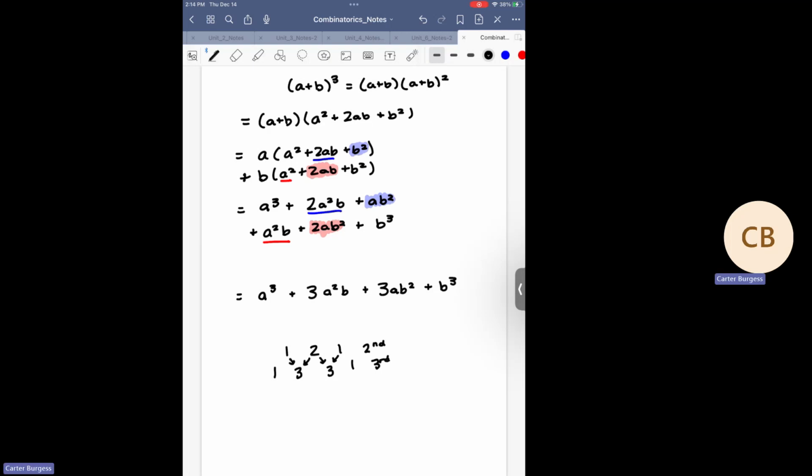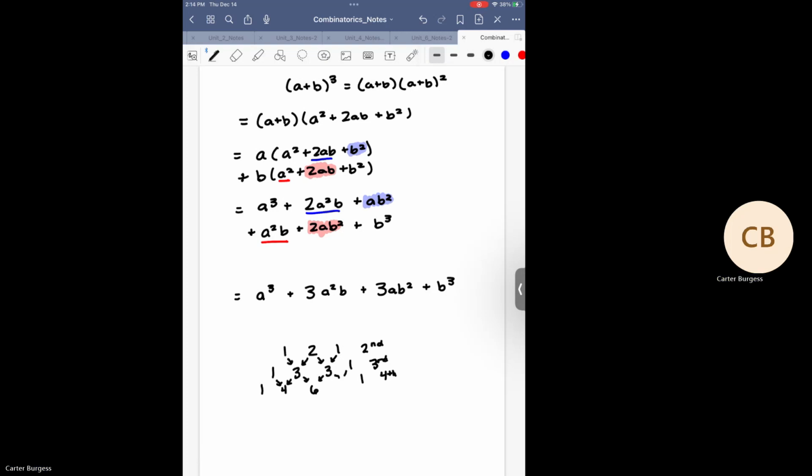Ones are always going to just propagate down. How am I going to find the second coefficient for my fourth power? 1 plus 3 tells me that this is going to be a 4. How am I going to find my third coefficient? 3 plus 3 tells me that this is going to be 6. How am I going to find my fourth? 3 plus 1 is 4. And then, like we said, 1 propagating down on the outside.